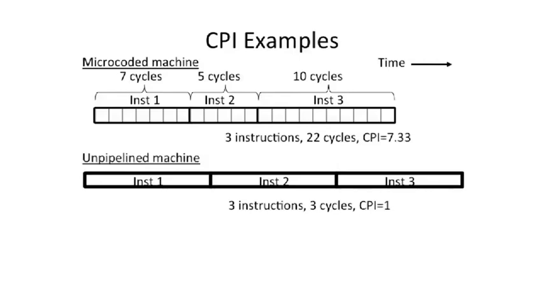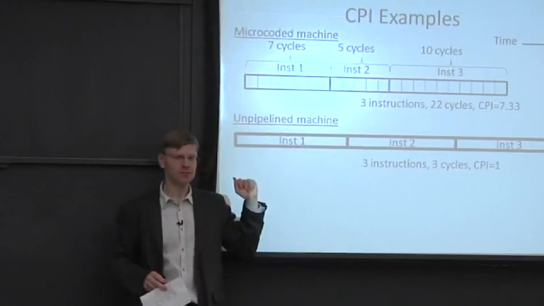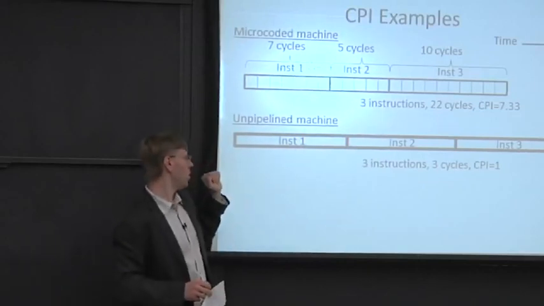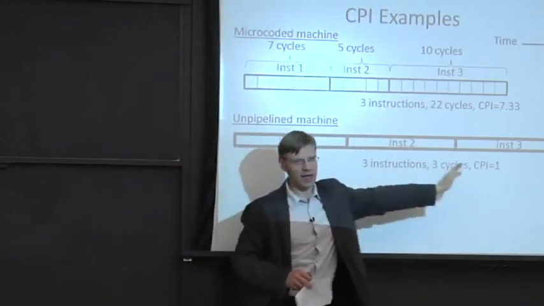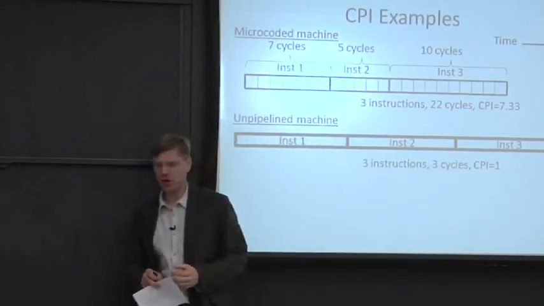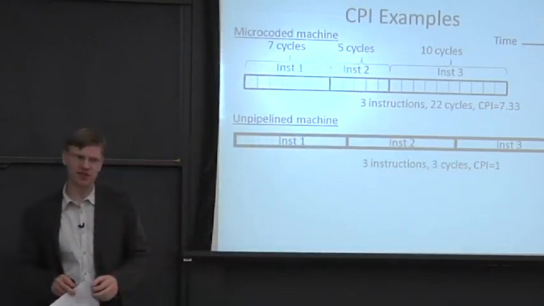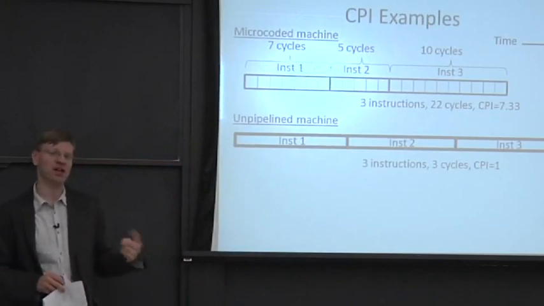If we look at the unpipelined processor, where you have to basically flow through all the data to the end, every instruction takes the same amount of time here. But the cycle time is long, as I have drawn. So you have 3 instructions, it takes 3 cycles, the CPI is 1, but the cycle time is high.